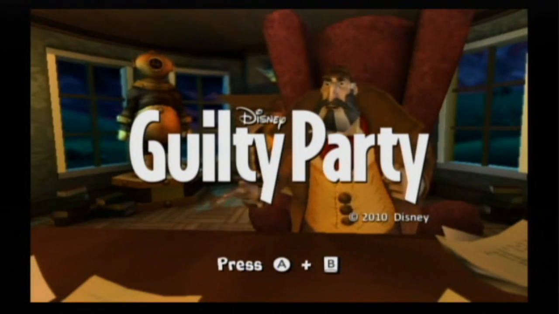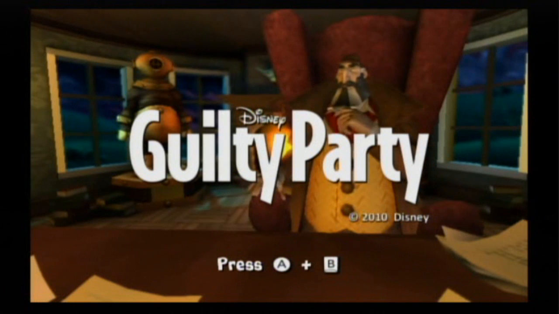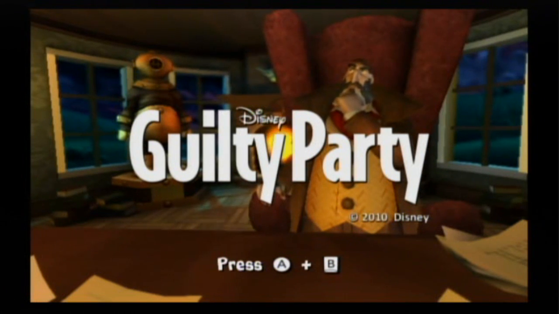Guilty Party for the Wii. I guess the very first thing we have to talk about is the theme song. This title has a theme song, and it's actually quite catchy.